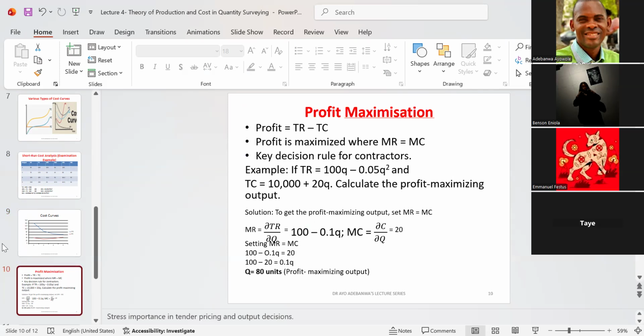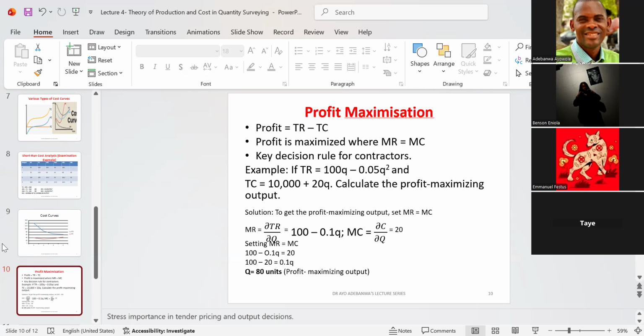So for you to maximize profit, let's take an example. If TC is equal to 10,000 plus 20Q, and TR is equal to 100Q minus 0.05Q squared, then calculate the profit maximizing output. How do you do that? You just differentiate the two.